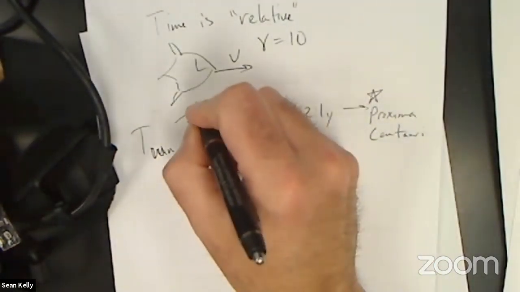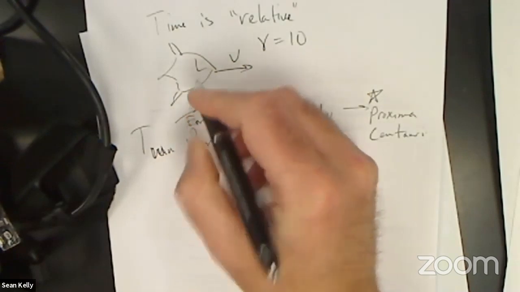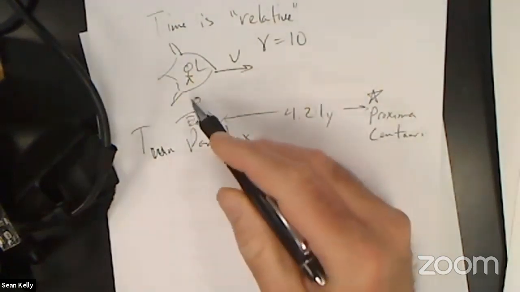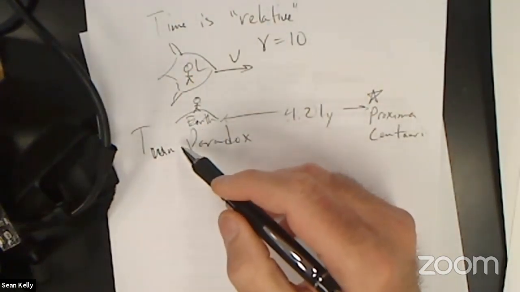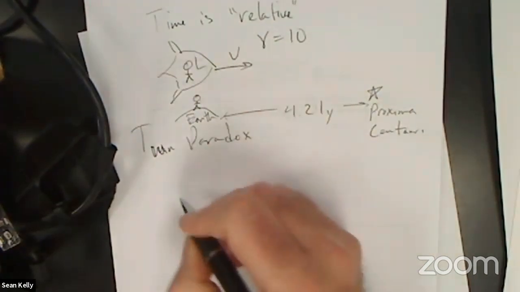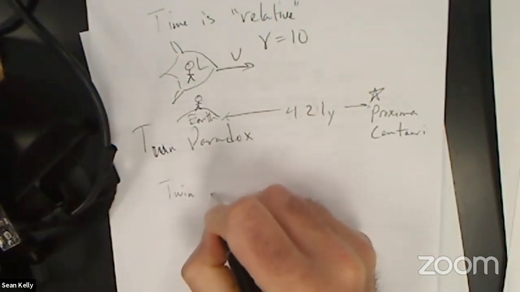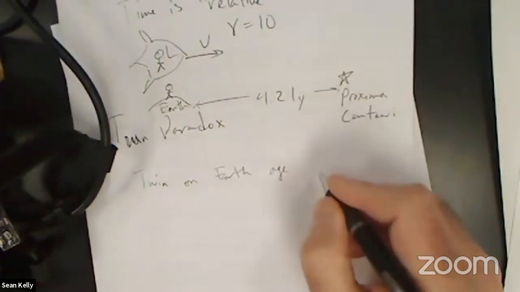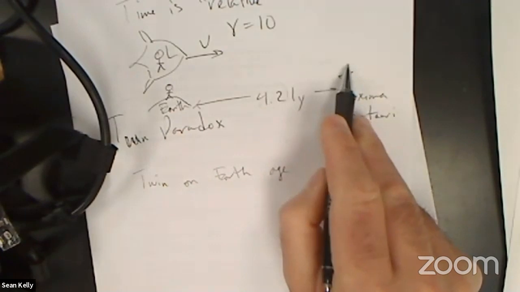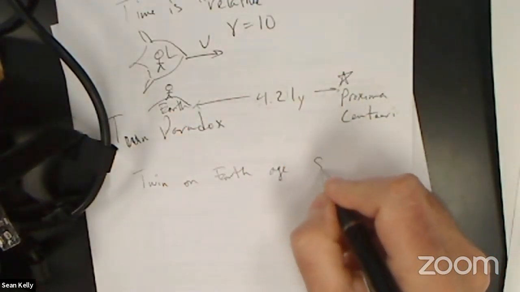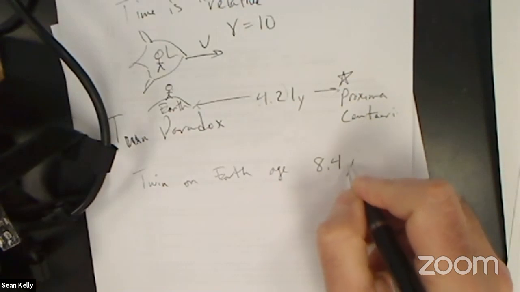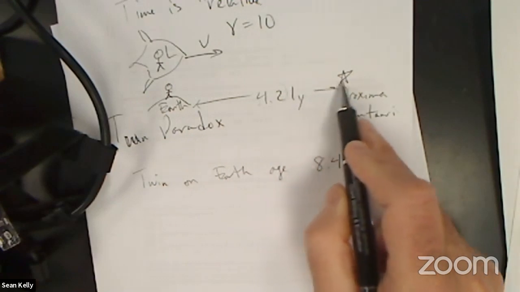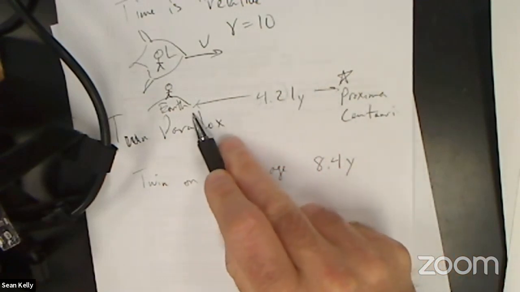So there's going to be a twin who stays on Earth, and a twin who gets in the rocket ship. They are exactly the same age when they start. The twin on Earth will age how much? Well, she will watch the rocket go there and back. She will age 8.4 years, because she watched her sister go there and back again.